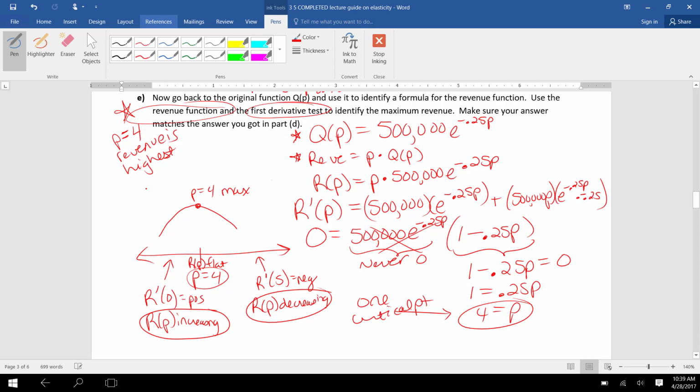Now in this particular case, using the price elasticity of demand to find the maximum revenue was much easier. Part D was much easier than doing all of this to find the highest revenue. It just really depends. Having both methods available to you is useful so that depending on the problem, you could use one method or the other.